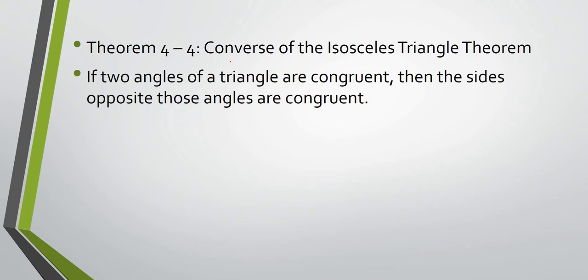Okay? Theorem 4.4 is the converse. If two angles of a triangle are congruent, then the sides opposite those angles are congruent. So now, given that these two angles are congruent, we can say that the sides are congruent also.